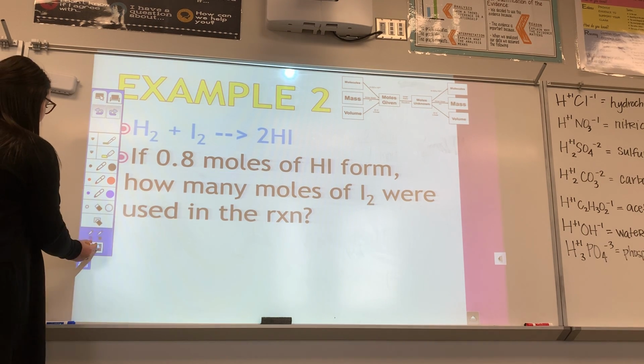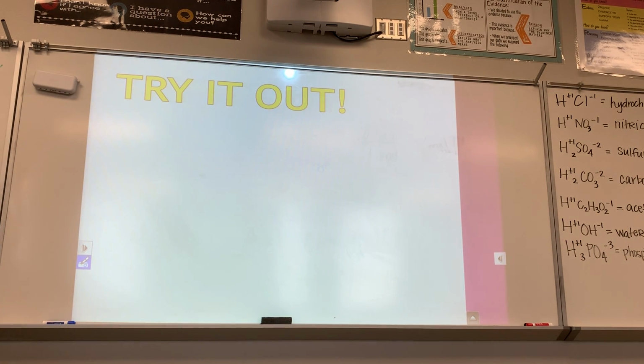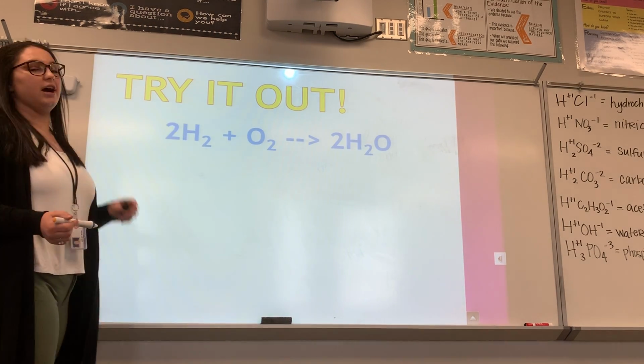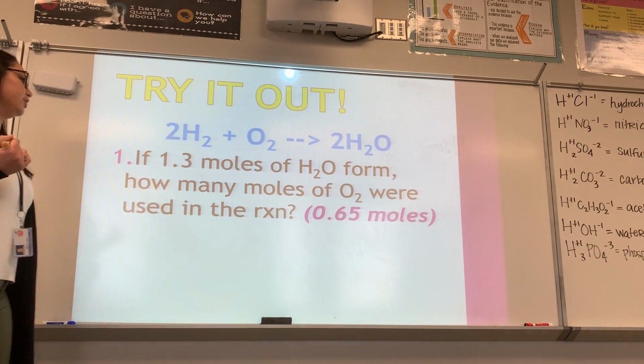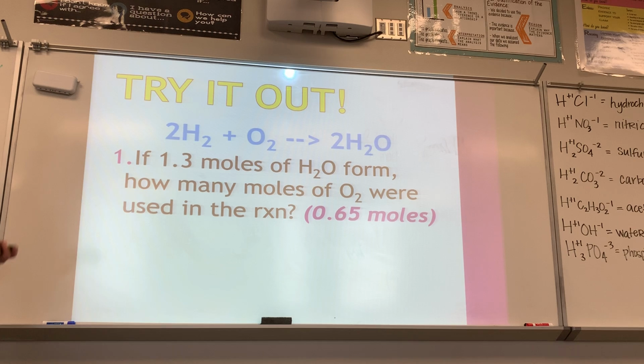Now, I'm going to give you time to try out a problem on your own. In this equation, we have hydrogen and oxygen forming water. If there are 1.3 moles of water formed, how many moles of oxygen were used in the reaction? So if you could pause the video and try it on your own, I'm going to keep going and solve the equation for us.